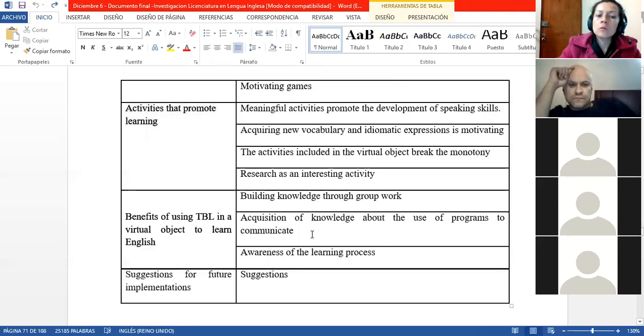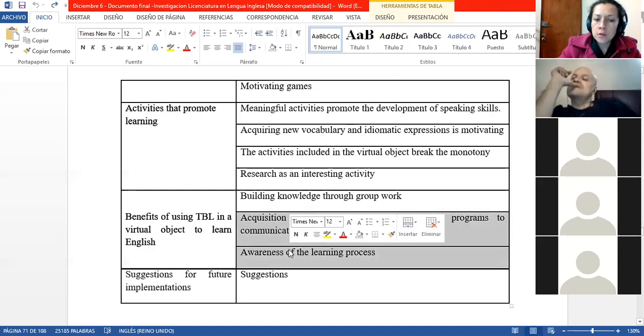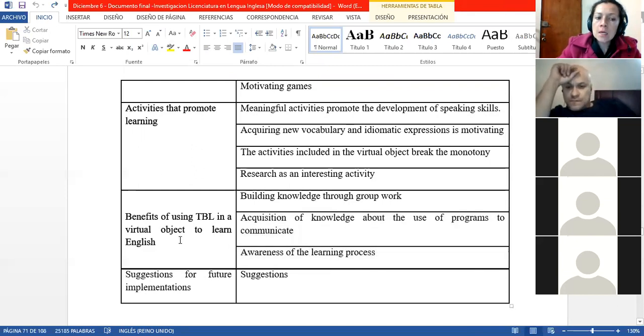And then students' opinions about knowledge that was built in group, acquisition of knowledge, to use a program and awareness for the learning process was grouped into a new category that was labeled benefits of using TVL in a virtual object to learn English. And finally, suggestions.